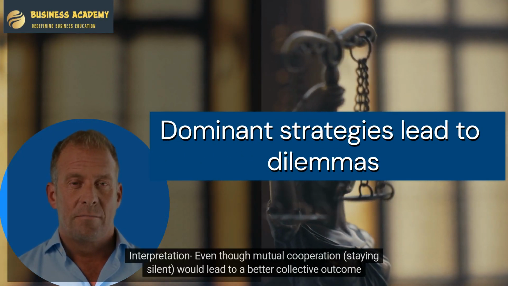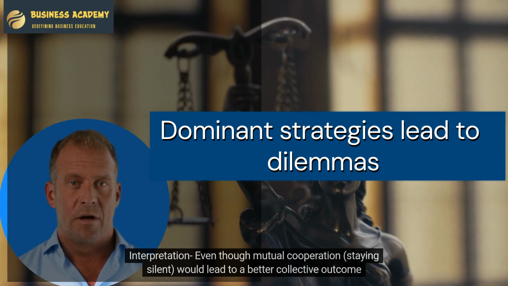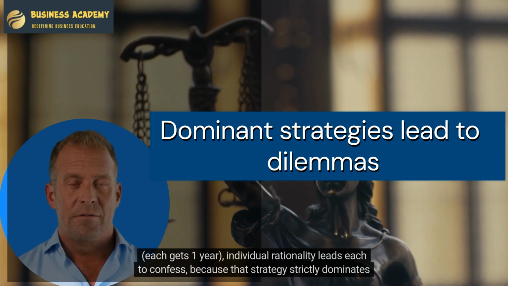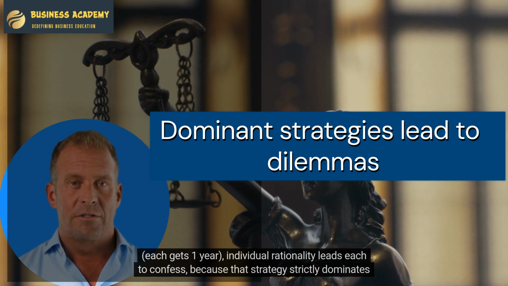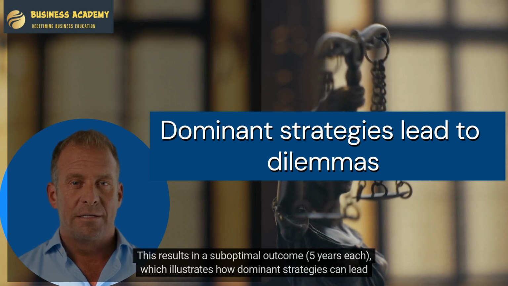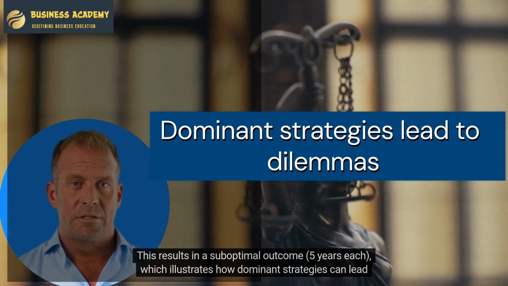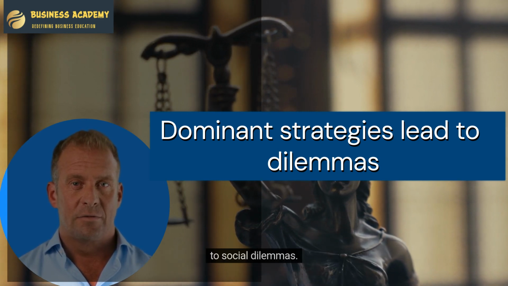Interpretation: even though mutual cooperation, staying silent, would lead to a better collective outcome, each gets 1 year, individual rationality leads each to confess, because that strategy strictly dominates the alternative. This results in a suboptimal outcome, 5 years each, which illustrates how dominant strategies can lead to social dilemmas.